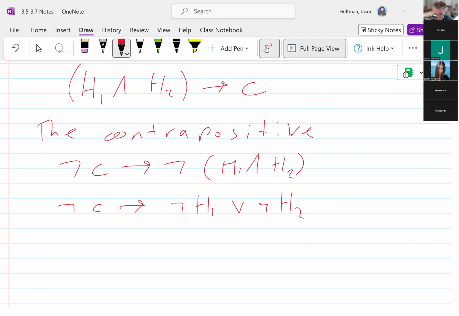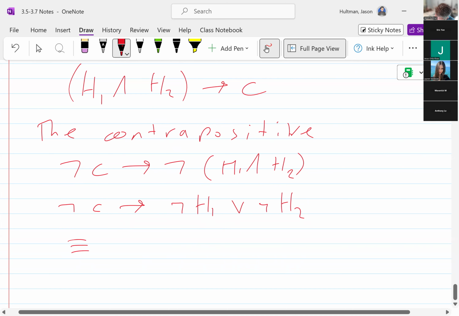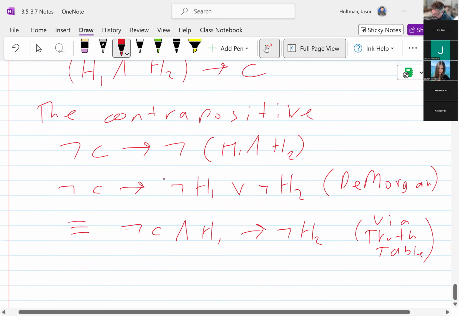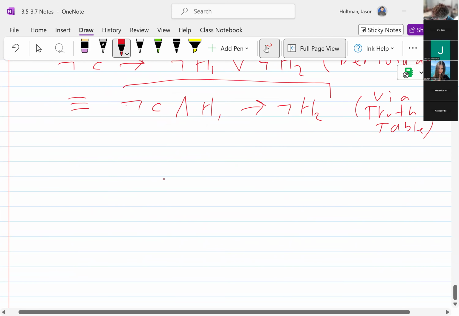Okay, via a truth table, we could actually say that this is logically equivalent to not C and H1 implies not H2. Okay, and that's via truth table. This guy here was De Morgan's laws. Okay, using this form can make the proof easier.